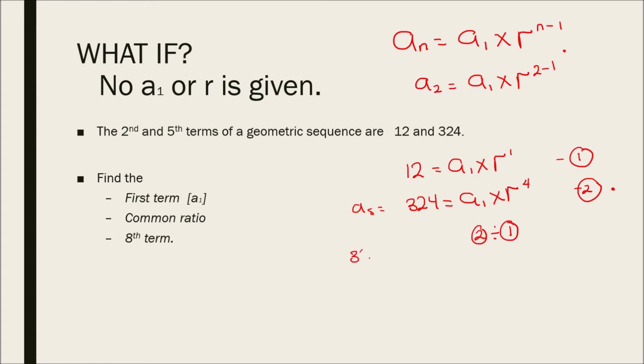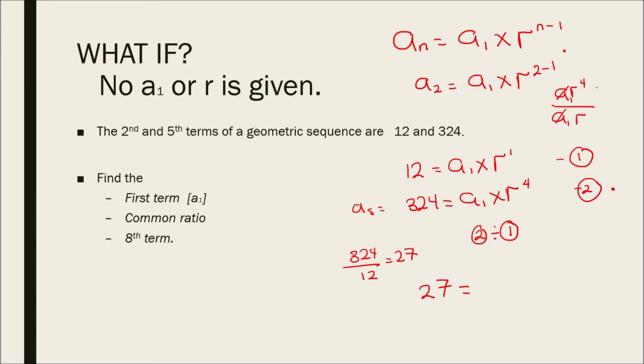That will give us 27. Okay, so 324 over 12, that's 27. Okay, we have 27 here, equals a1 divided by a1. Okay, just put it here. We have a r to the power 4 over a1 r. R raised to power 1 is r.